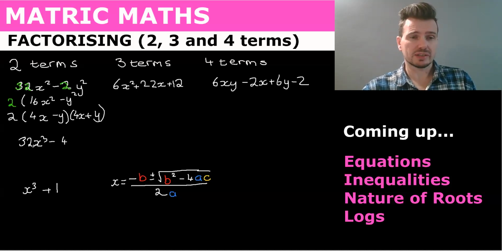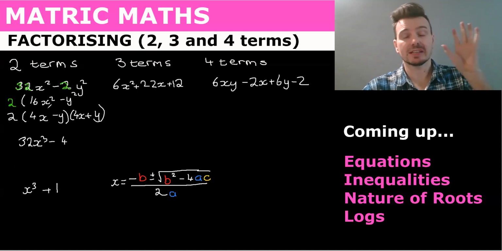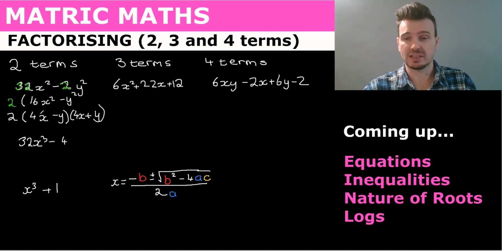Again, if there's a plus, if it had been 32x squared plus 2y squared, it cannot be factorized, so you leave it as is. You don't factorize any further.